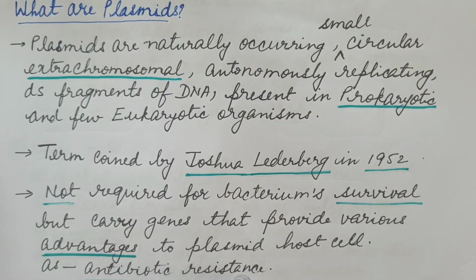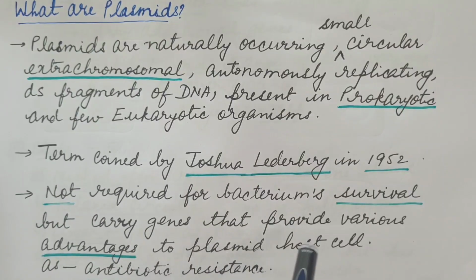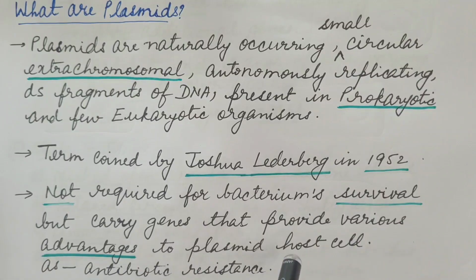Example, antibiotic resistance. If the plasmid present in the host cell has genes for antibiotic resistance, then this host cell is resistant to antibiotic. And the cell in which this plasmid is not present is not resistant to antibiotic, that is, it is killed in the presence of antibiotic.